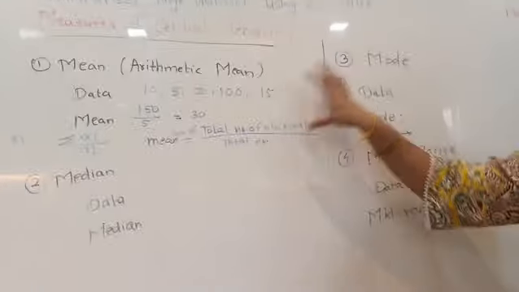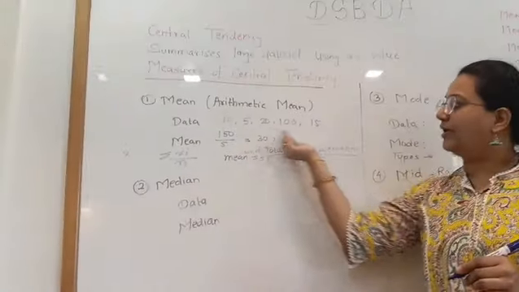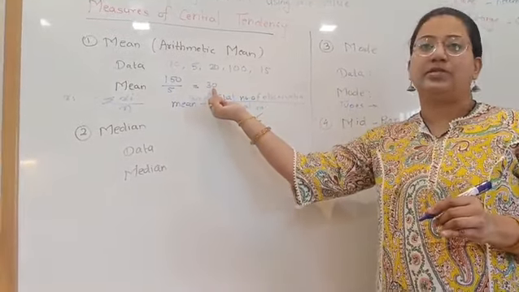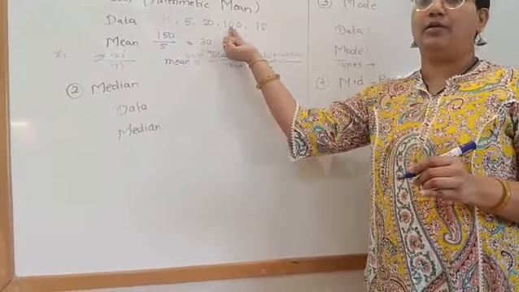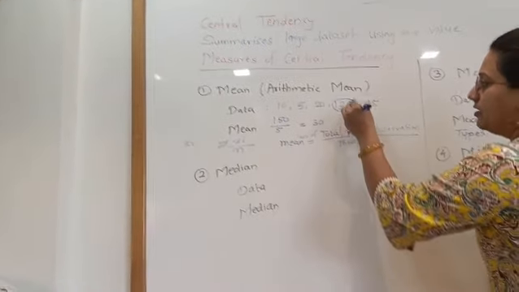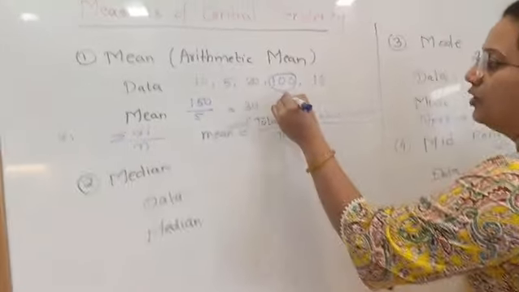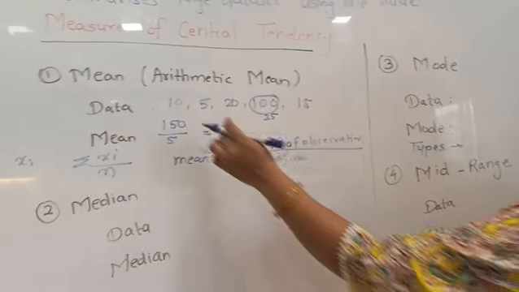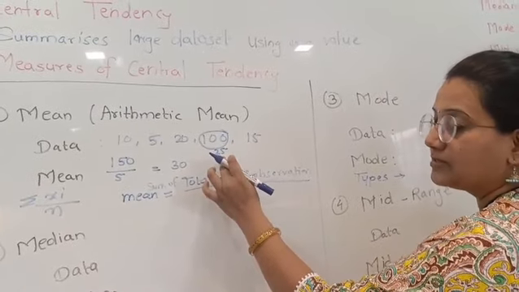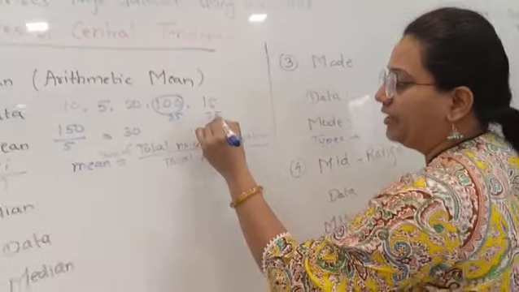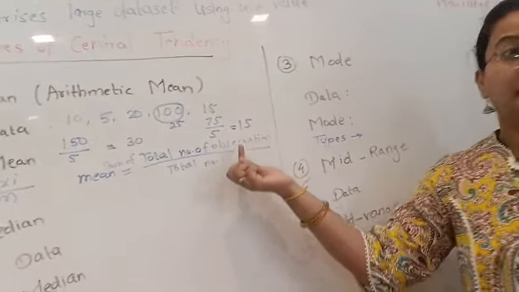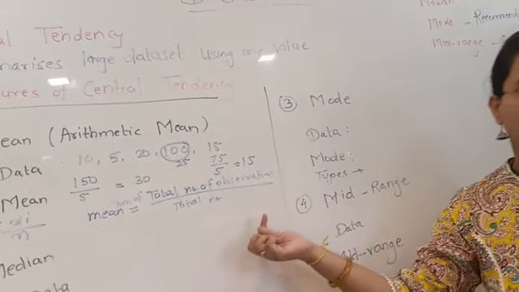So if my value is very extreme, like suppose 5, 10, 20, 15 are closer values and 100 is an extreme value, then my mean will change. If I change any value here, the mean will change. Suppose instead of 100, I write 25. So what will be the mean? 10 plus 5 plus 20 plus 15 is 50, plus 25 means 75, divided by 5, so it is 15. So mean depends on the extreme values.